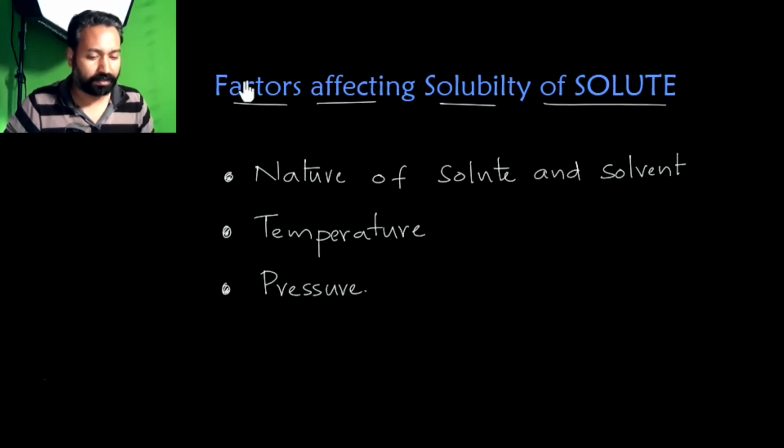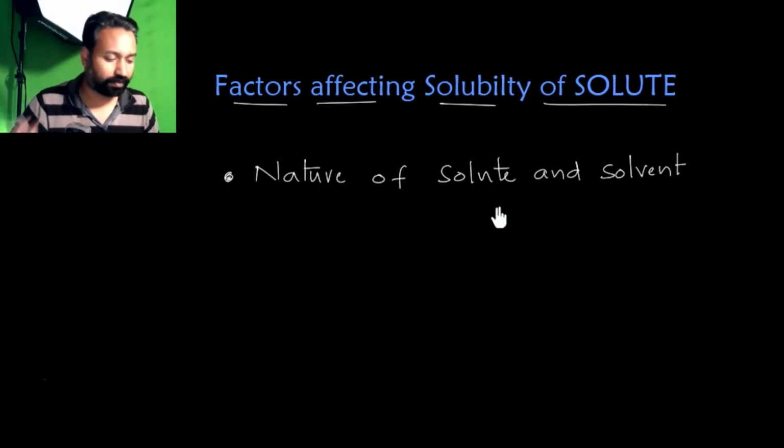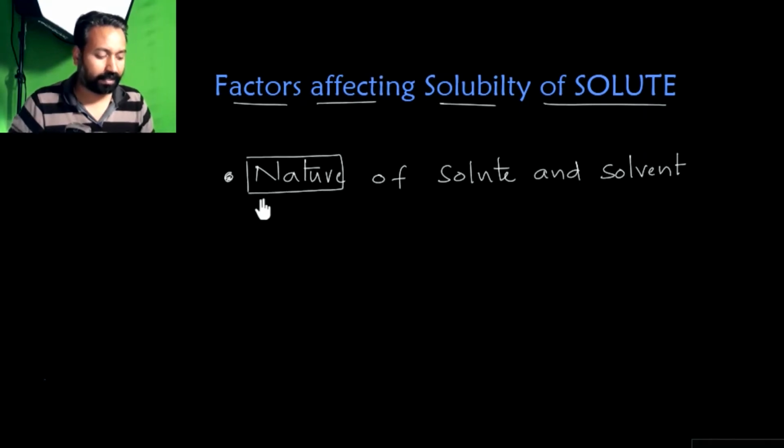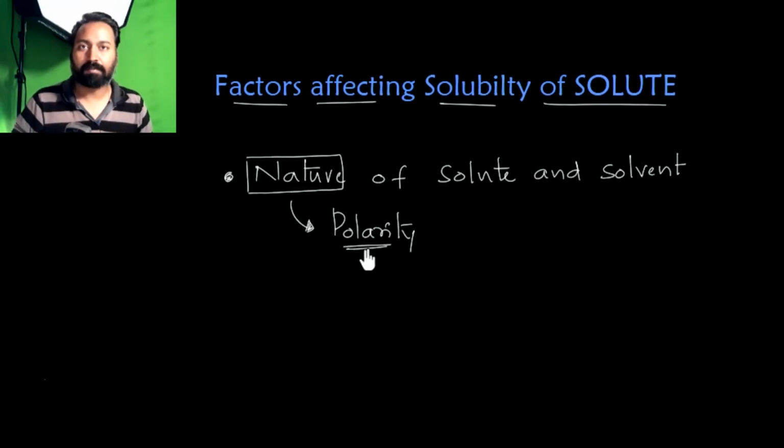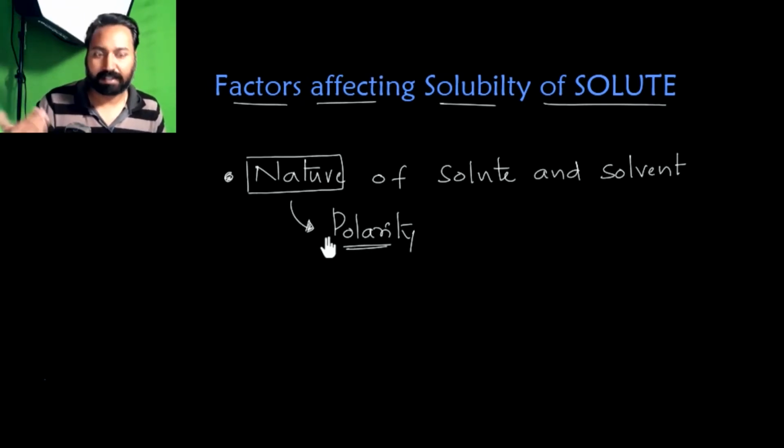Let me take the first one, the nature of solute and solvent. The meaning of nature in this part is taken as polarity of a molecule. Most of the students already know the meaning of polarity, but let me explain for those students who don't know what polarity is and how it is created.